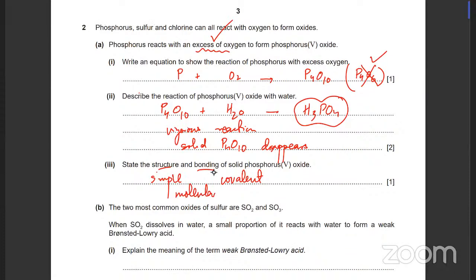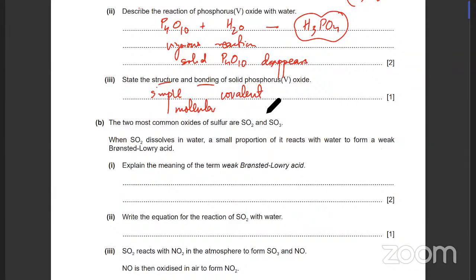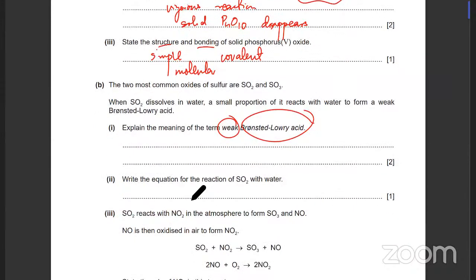The bonding is covalent. The 2 most common oxides of sulfur are SO2 and SO3. First, what is meant by the Bronsted-Lowry acid? That's a proton donor. Weak means it doesn't fully ionize. Those are the 2 words you're going to use: partially or weakly ionizes. Write the equation for the reaction of SO2. What kind of acid would be formed when SO2 reacts with water?